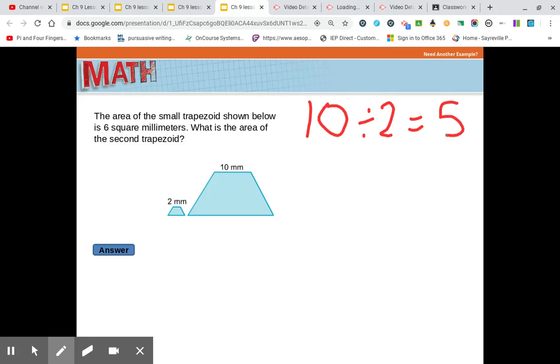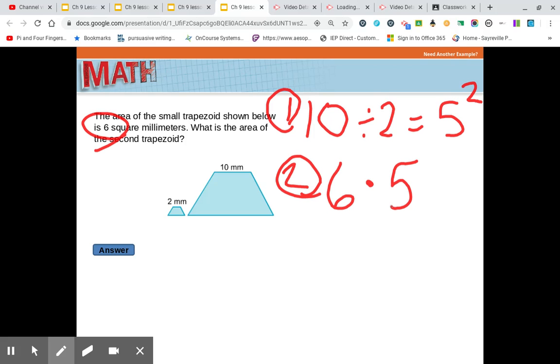Okay, then you're going to square this. So that's step 1. Step 2, take your given area of 6, multiply it by the square, 5 squared. So step 3 is 6 times 25.